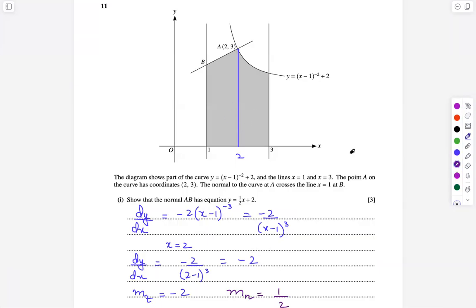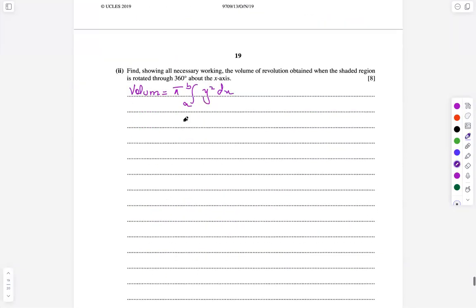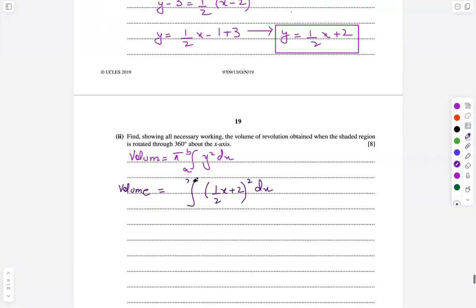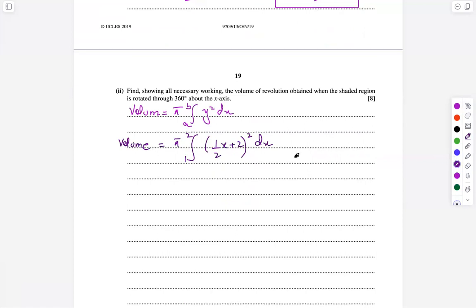Now we already have the equation of the line, which is half x plus 2. So to find the volume under the line, we'll write volume equals the integral of (half x plus 2) whole squared dx, and the limits will be the upper limit, which will be 2, and the lower limit will be 1. And we'll add pi to the final answer once we have applied the limits. Now in the first step, we have squared it. Now we'll have to integrate it.